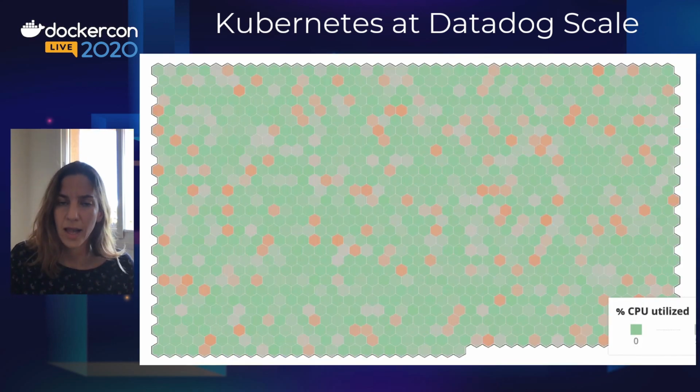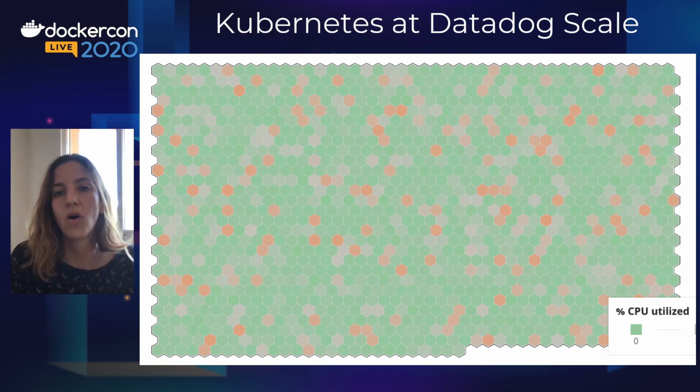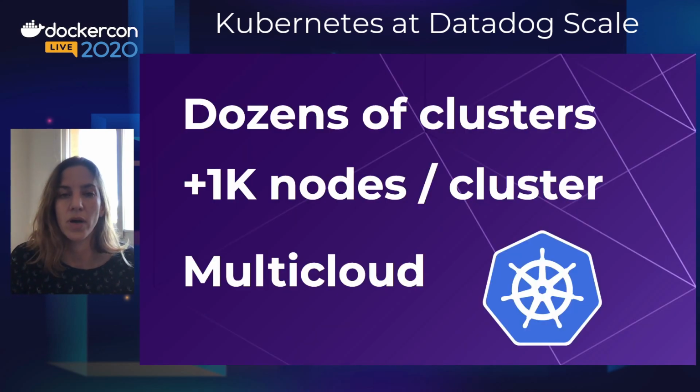And what scale are we talking about? Just to put an example, this is one of our clusters. Each hexagon on that represents a node. So it's a very big cluster, and definitely not the only one. We run thousands of clusters with thousands of nodes on each cluster, and we run that on different clouds.